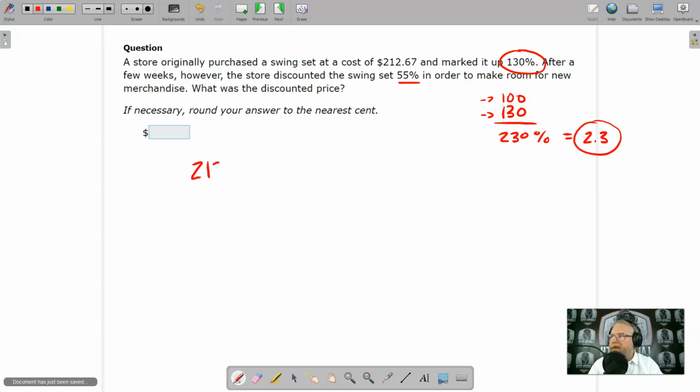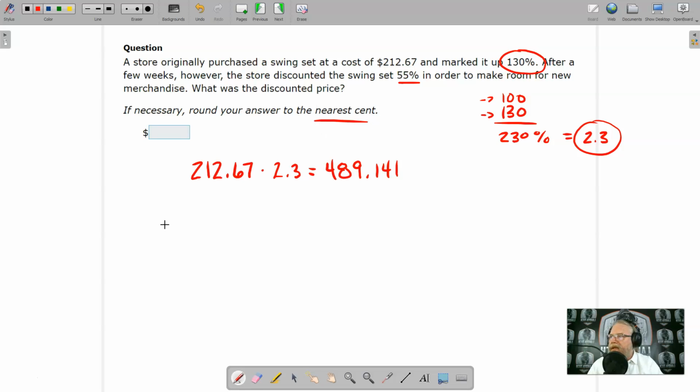So 212.67 times 2.3 is going to give us the price that they originally set it at. So 212.67 times 2.3 is going to give me $489.141. And again, I'm going to leave this 1 in the thousandths place because it might affect my calculations later on. I will round to the nearest cent whenever I get finished.